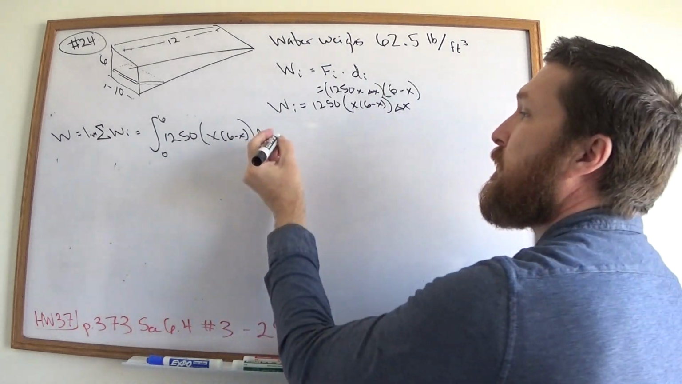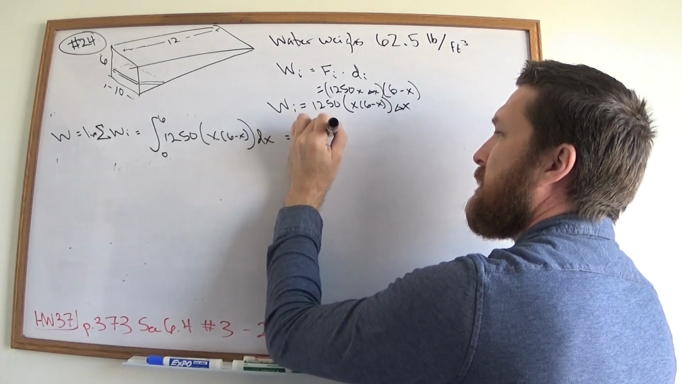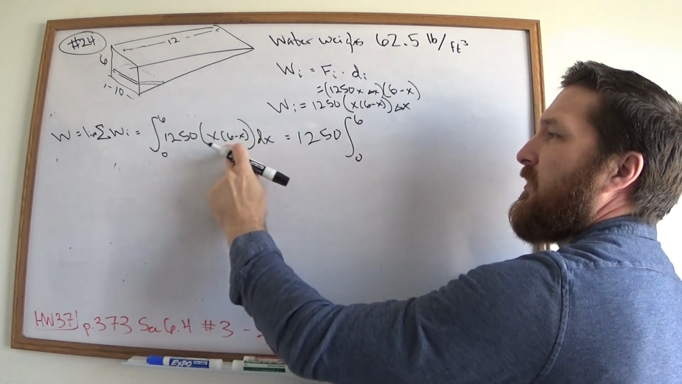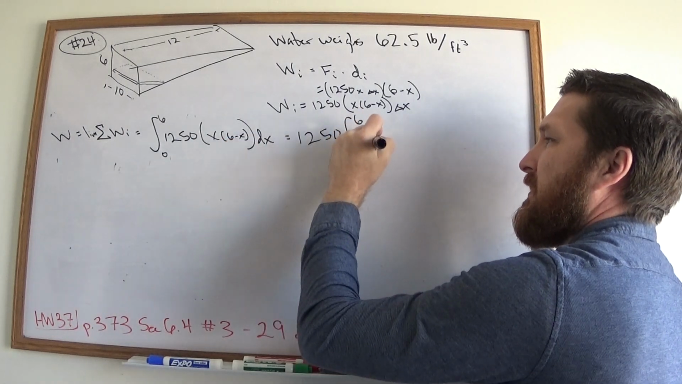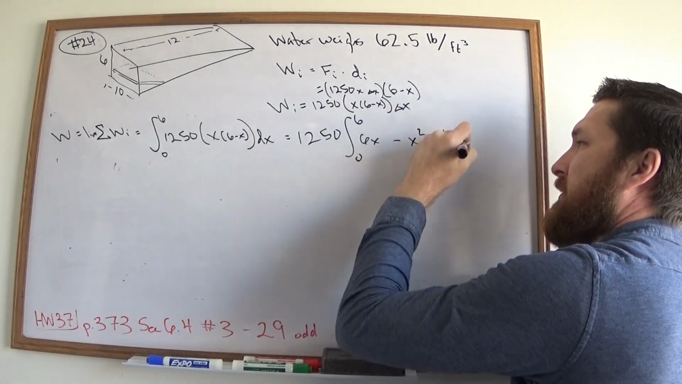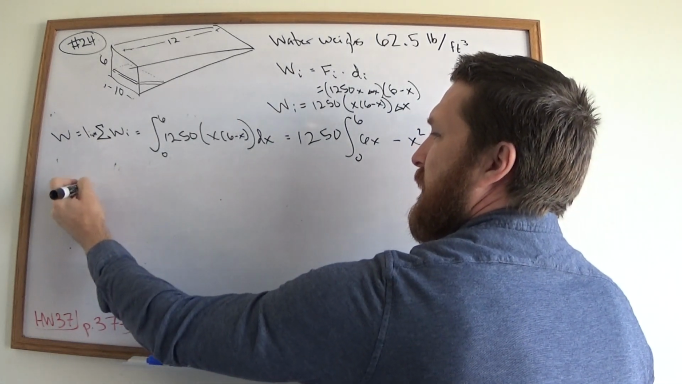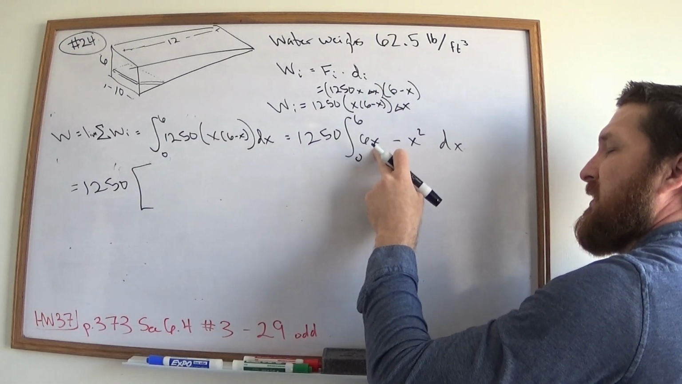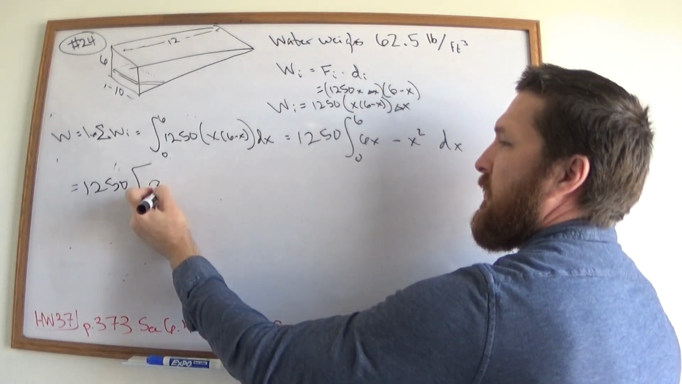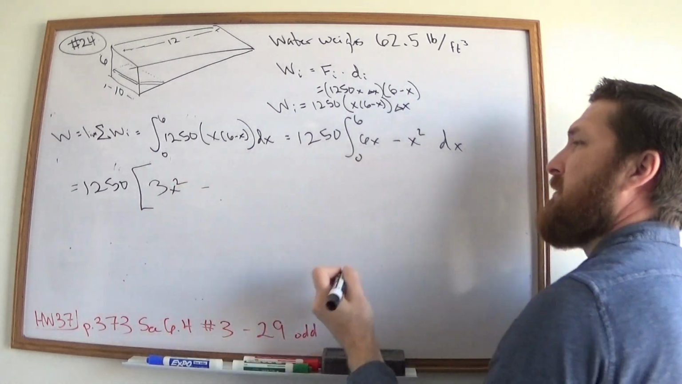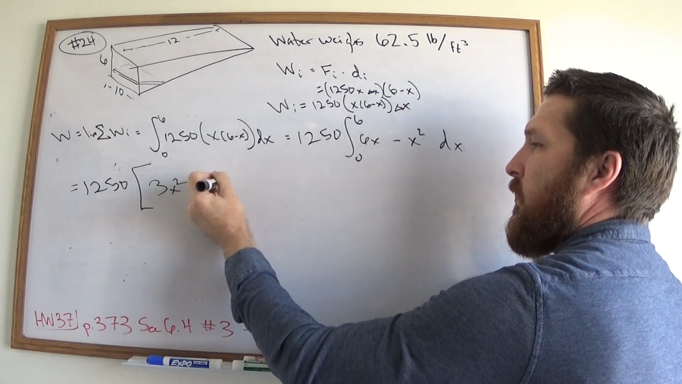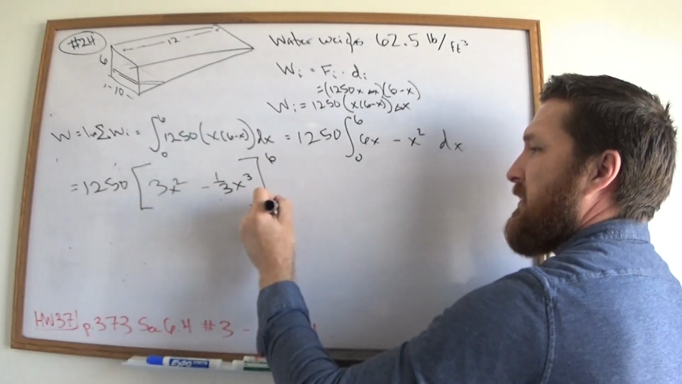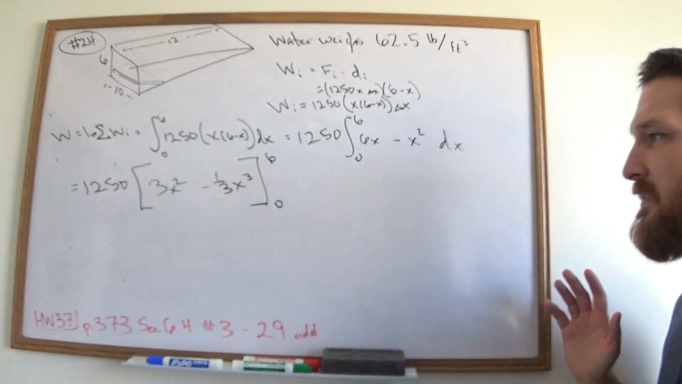Okay, let's pull out the 1250. We have the integral from 0 to 6 of, I'm going to go ahead and multiply this out, 6x minus x squared dx, which is 1250 times the antiderivative: 3x squared minus 1/3 x cubed. We evaluate that at 6 and at 0. That's nice, the zeros go away.